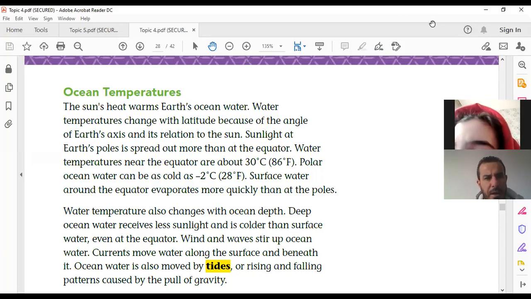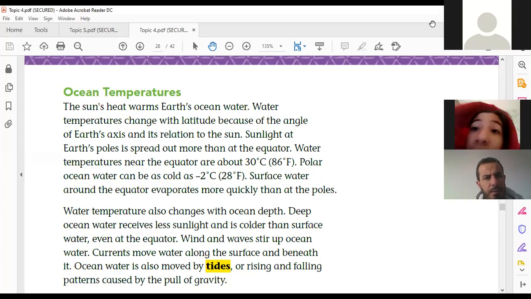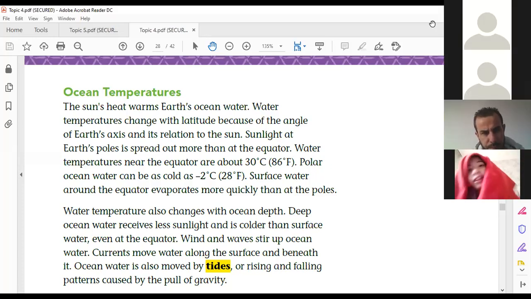Muhammad: Latitude and ocean depth. Excellent, Muhammad. Tala: I was going to say latitude and depth. What about the latitude? Can you explain for me how the latitude affects the ocean temperature?